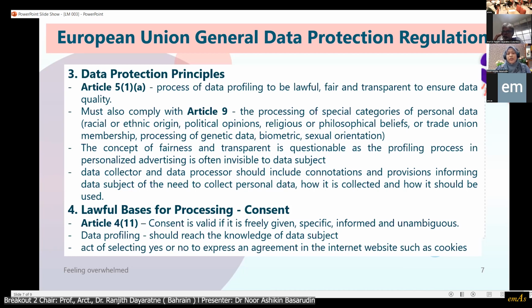In other words, in order for data to be consented, it must be freely given. Meaning to say the data subject, which is us or the consumer, must know how the process is done, how it is being collected, and what the data will be used for. When you click allow cookies, for example, you should read the terms and conditions or the agreement.